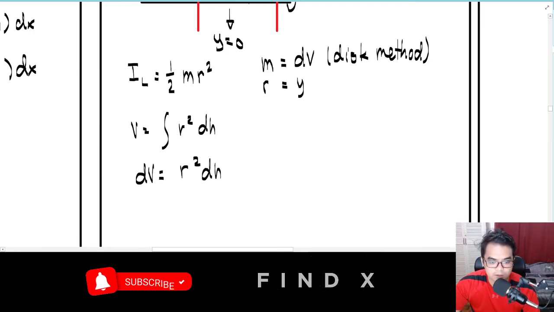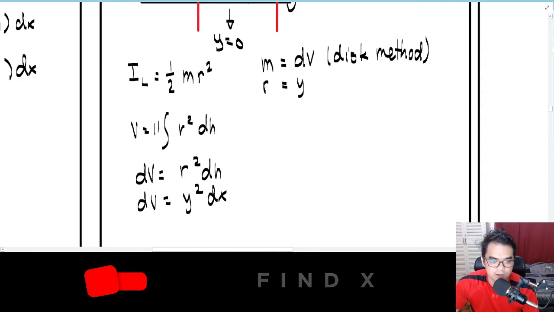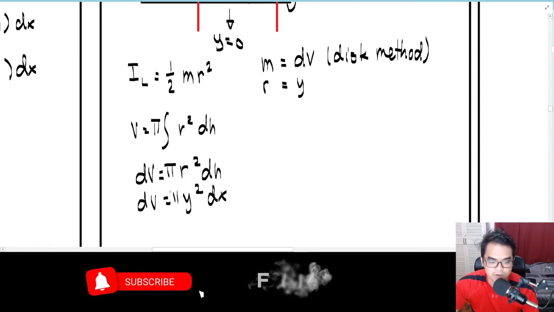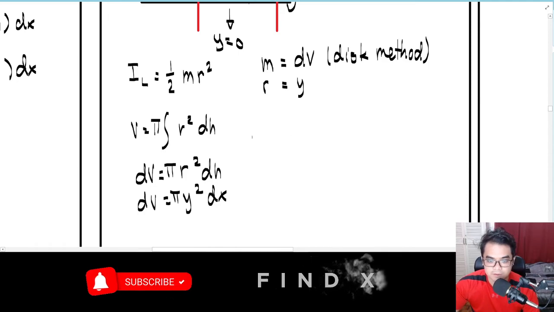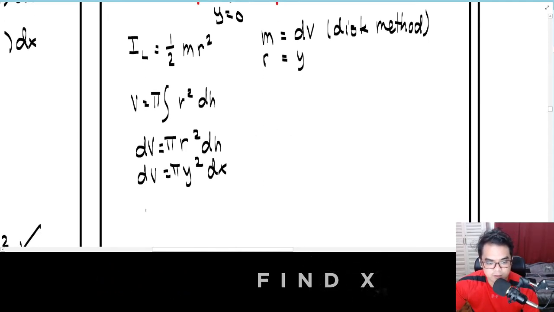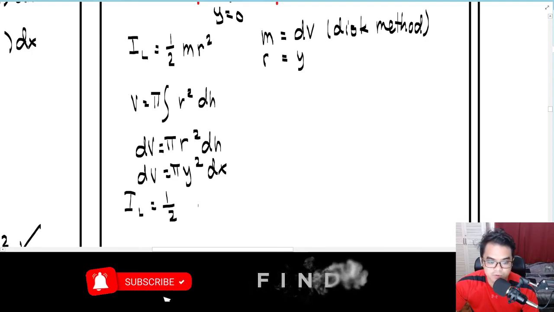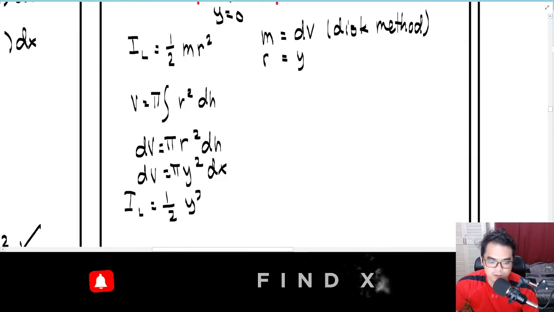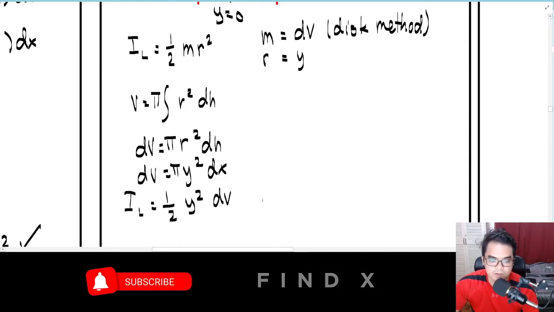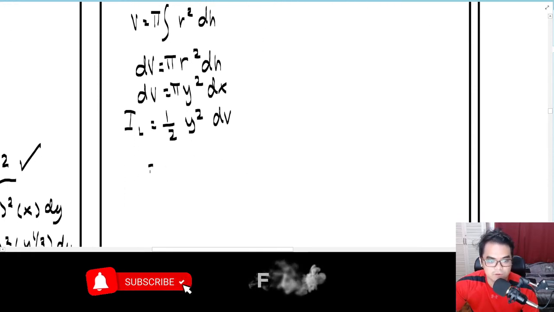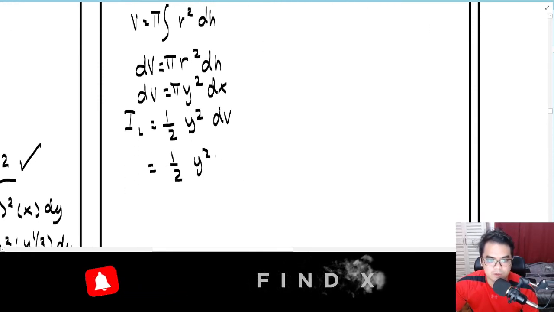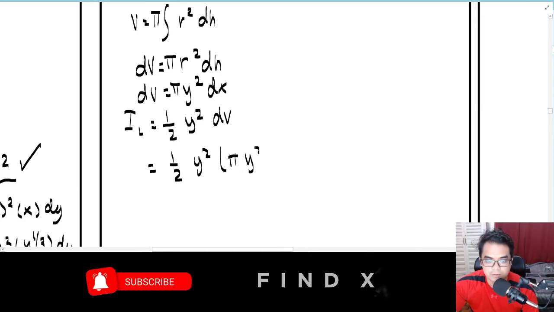Okay? And then what will happen here is dv is equal to, your r is still your y, right? So this is y squared, and your dh is dx. So don't forget, I think I forgot the pi. So you still have a pi here, and this will be your dv. Going back to the inertia, that will be 1 half m, which is your dv, and then your r squared is y squared. So you'll have here 1 half y squared, and your dv will be pi y squared.